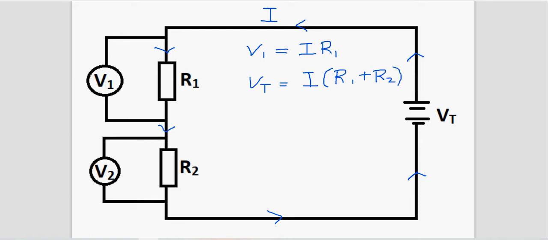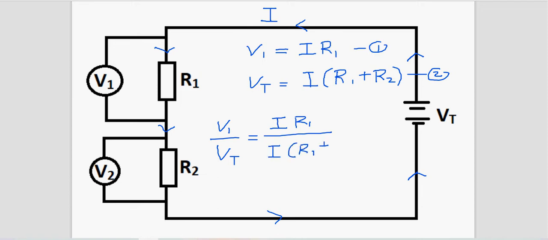Now we can use the ratio method. Let's say this is equation number 1 and this is equation number 2. So equation number 1 divided by equation number 2. It means V1 divided by Vt will be equal to I R1 divided by I bracket R1 plus R2. Since the current is the same current, you can cancel this. So the formula becomes V1 over Vt equals R1 over R1 plus R2.